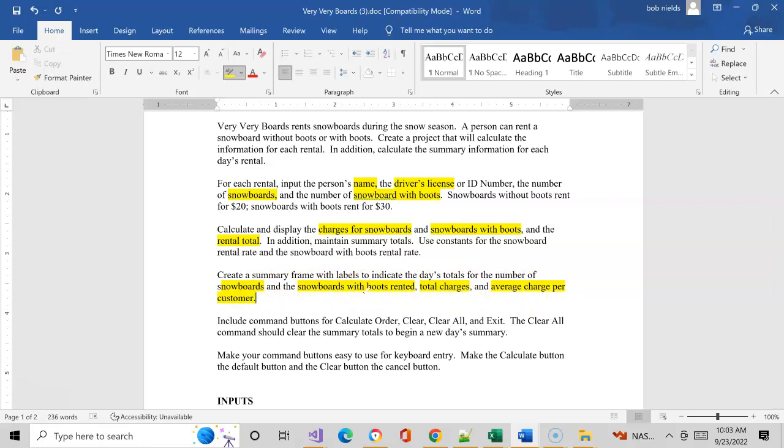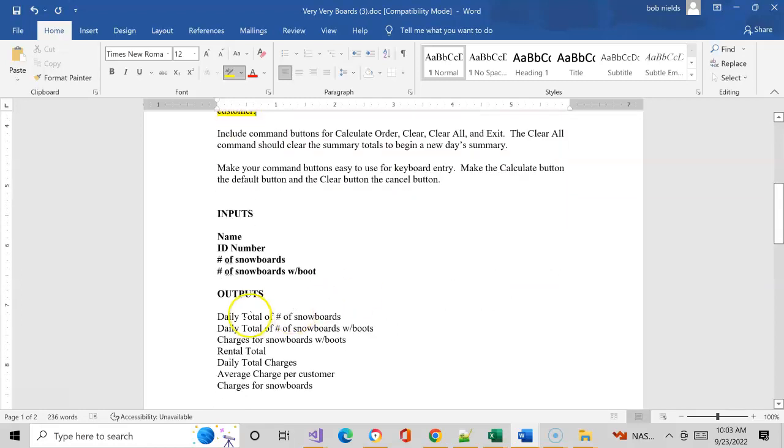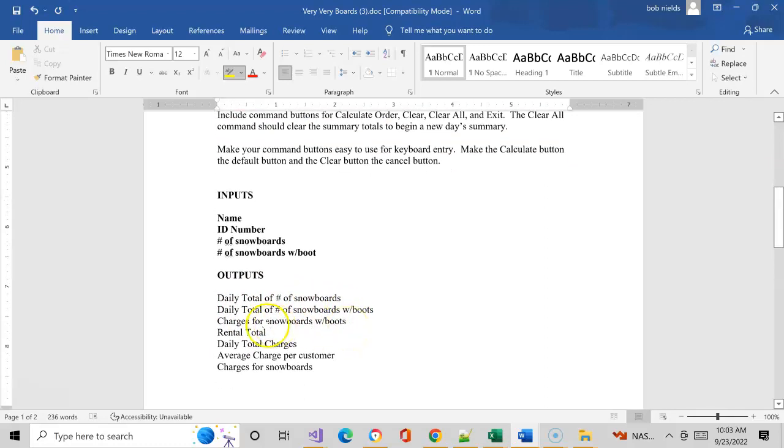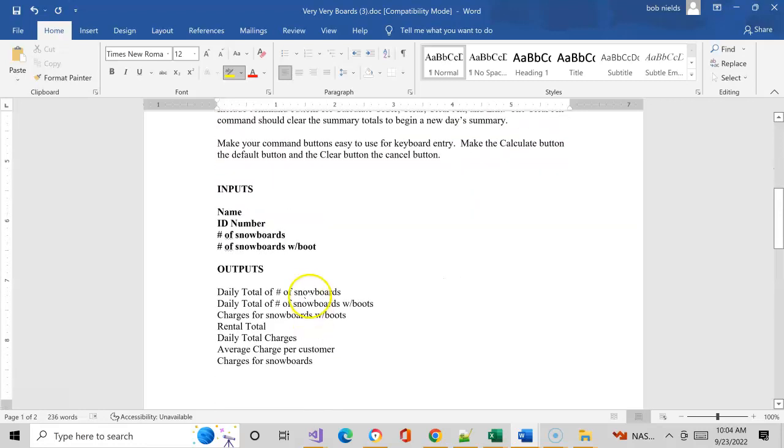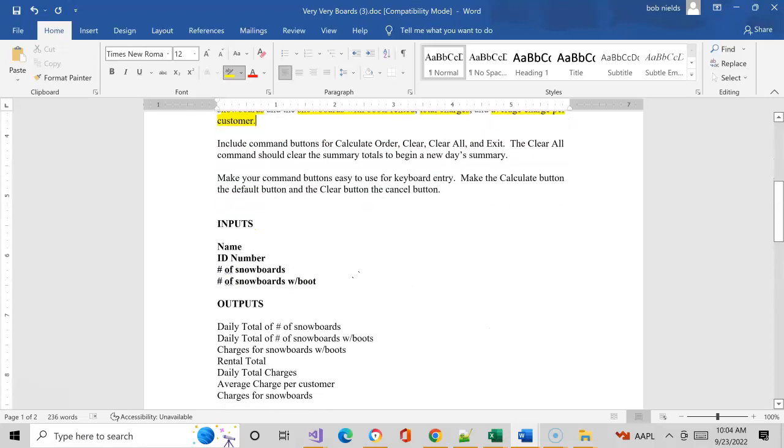Now, as you're walking through this problem, the whole idea is to brainstorm the outputs, meaning make sure you identify them all. That's number 2 in our list, identify the outputs. You are to do that to ensure that you got them all. Don't worry about the order, just label the outputs. So I have the daily total number of snowboards, the daily total number of snowboards with boots, the charges for snowboards with boots, the rental total, the daily total charges, the average charge per customer, and the charges for the snowboards. I took those 7 that I indicated up here, and I put them down here.